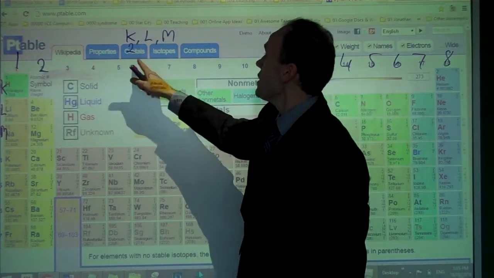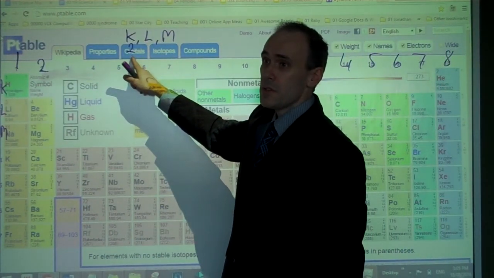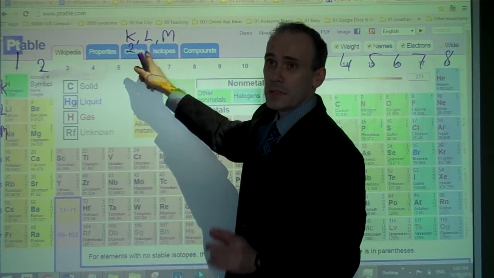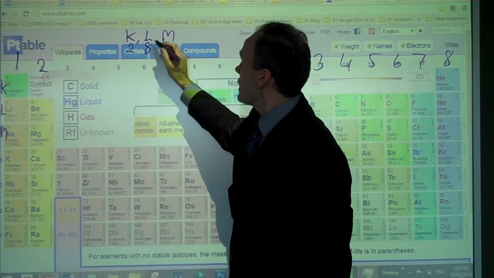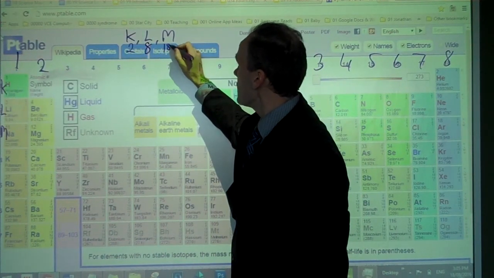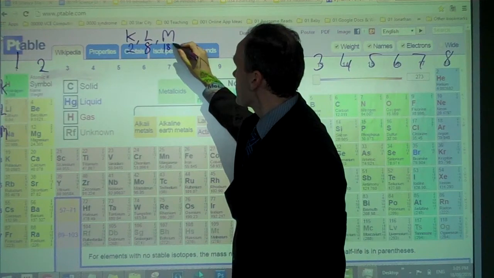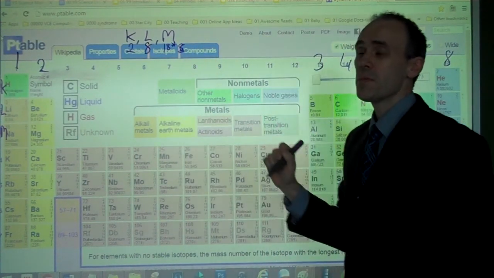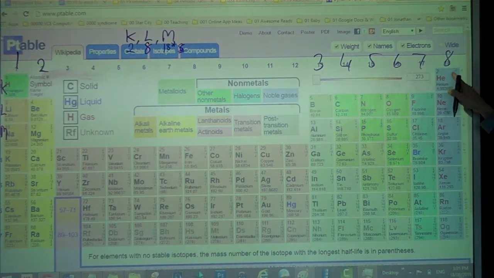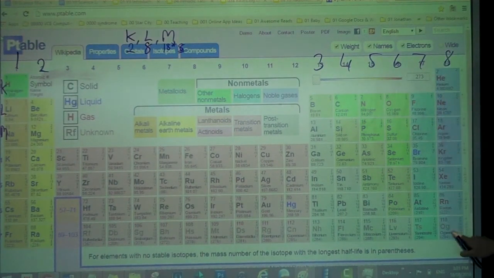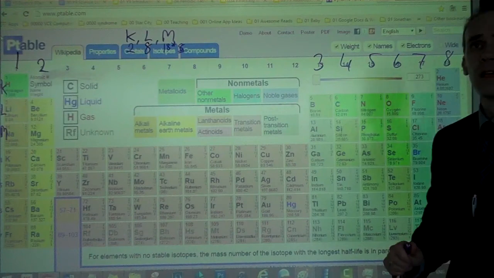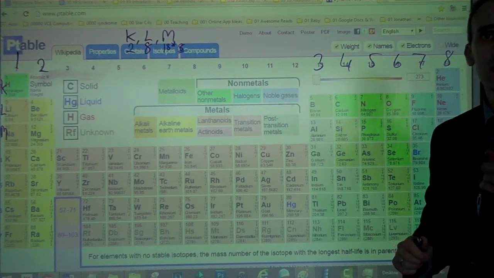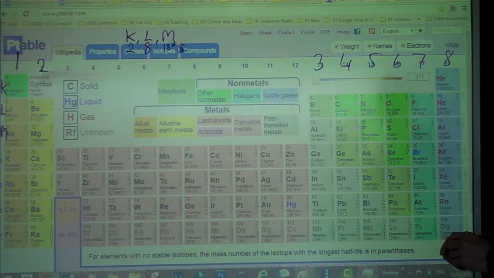So K can hold 2 electrons. How many can L hold? 8. And M can hold 18, but 8 is that special number. And what is the significance of this row down here, the blue ones in group 8? What do we call them? They're the noble gases.